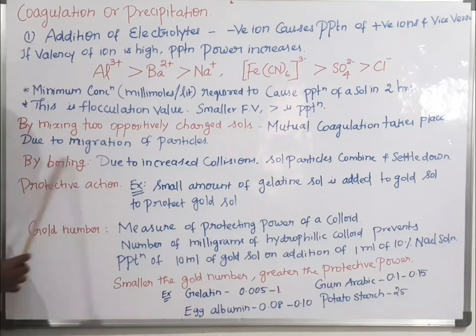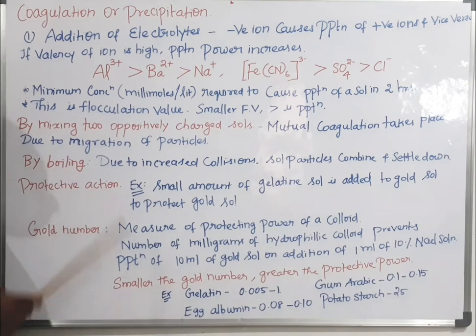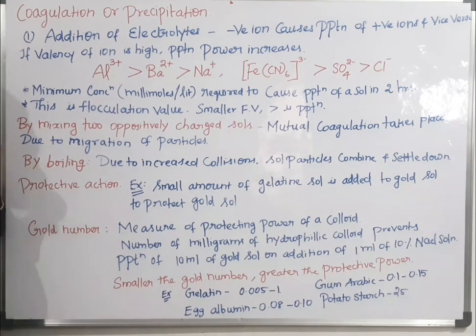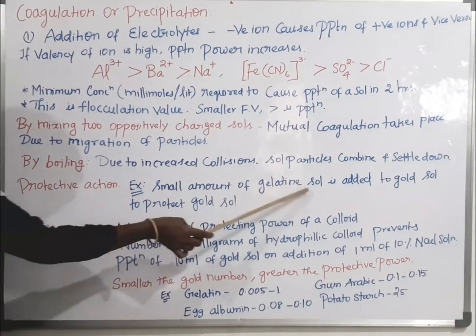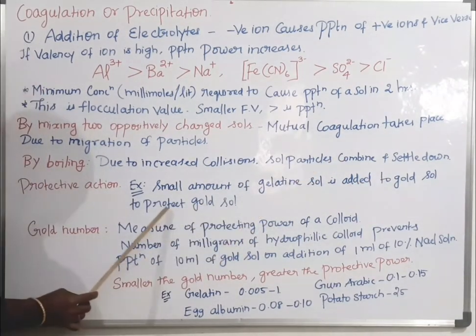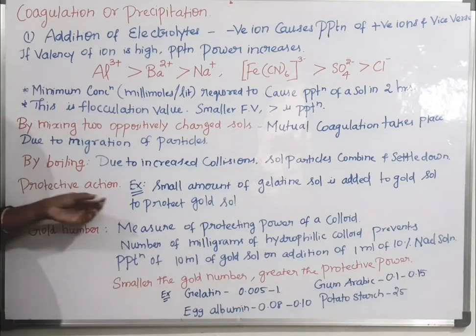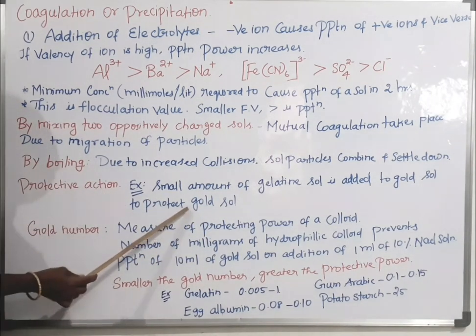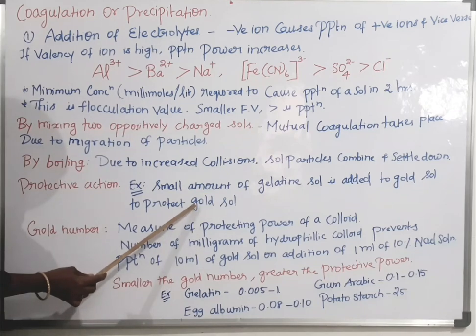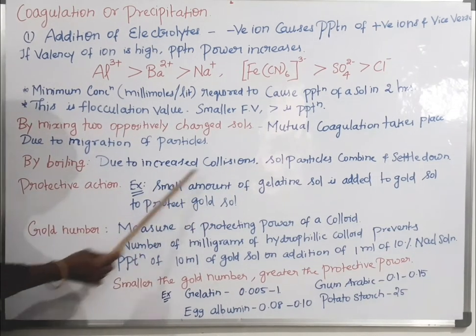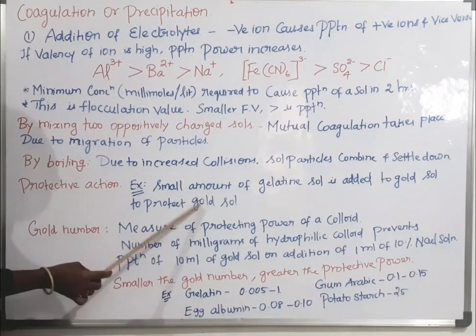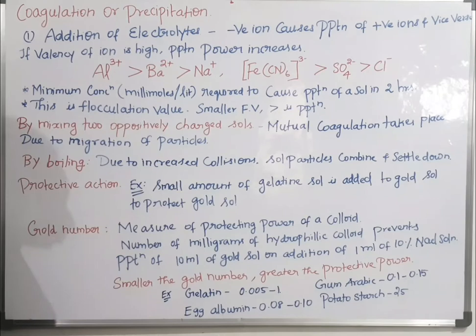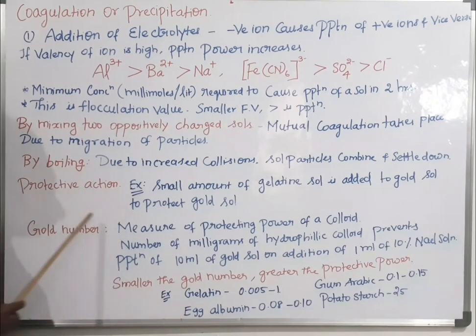Then let us see the protective action. Protective action means preventing coagulation or precipitation in the colloidal particles. For example, a small amount of gelatin sol is added to gold sol to protect the gold sol. That is, to prevent the coagulation or precipitation that would take place in the gold sol, a small amount of gelatin sol is added. That is the protective action.